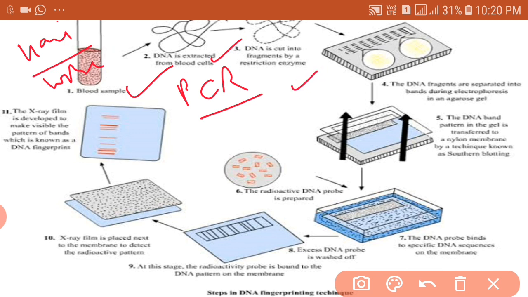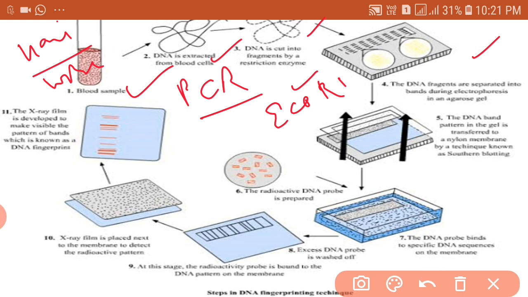Then there is a digestion of the DNA by restriction enzymes, mostly from E. coli. EcoR1 is used, and the DNA is broken into small fragments.